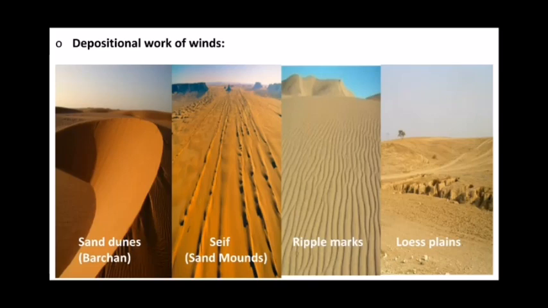These sand particles get deposited in deserts and semi-arid climates. These are all dry regions. As a result, specific landforms are formed like sand dunes, barchans, seifs, ripple marks, loess plains, etc.